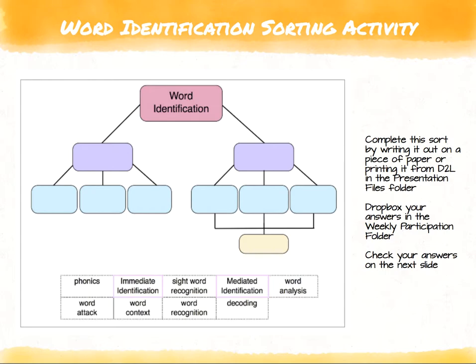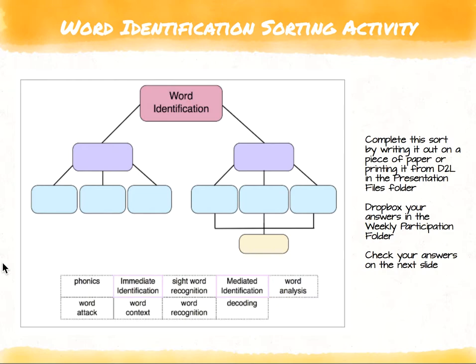So you have 2 choices for your sort today. First of all, you can just look at this sort here and you can write it down on a piece of paper, and you can submit your answers to the weekly participation folder.